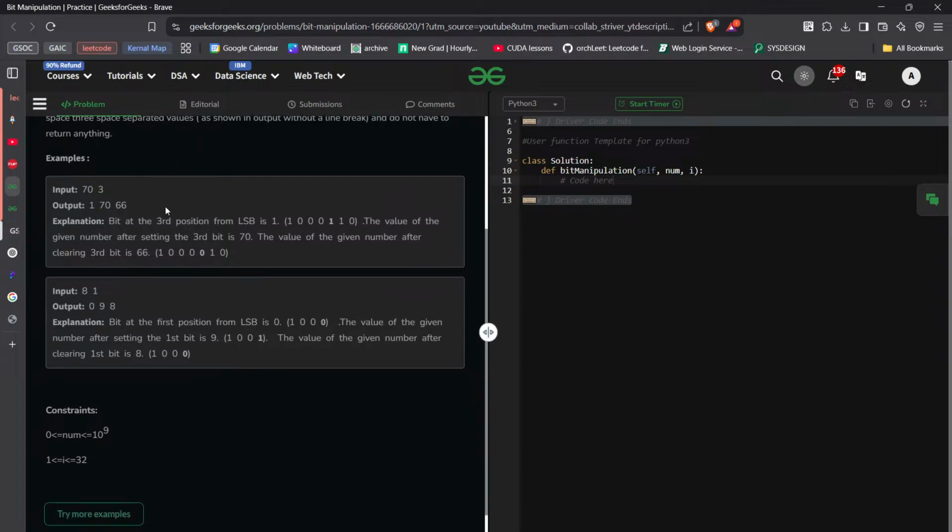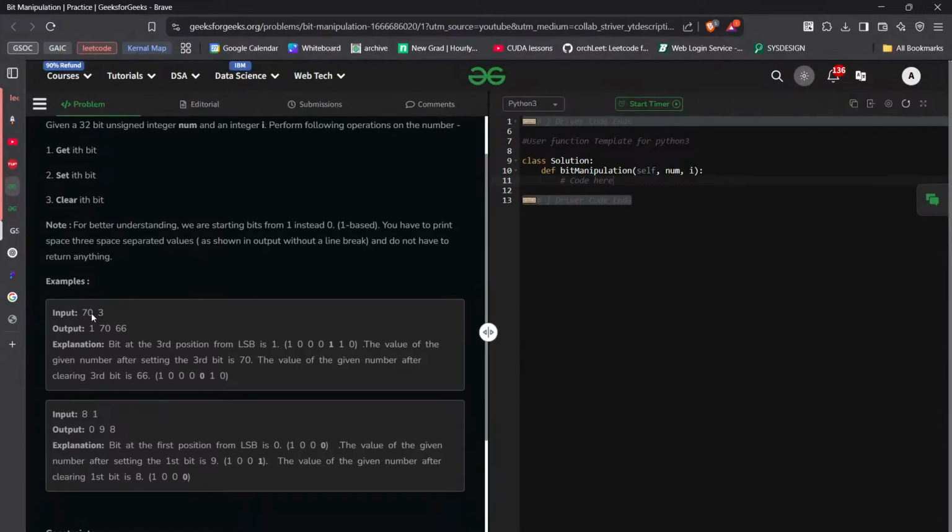The input is 70 and 3, so the third bit of 70. Explanation: 70 in binary, powers of 2 are 1, 2, 4, 8, 16, 32, 64, and 64 plus 4 is 68, 69, 70. So the bit at the third position from the right, 1, 2, 3, is 1. The value of the given number after setting the third bit is 70, and after clearing the third bit is 66. Okay.